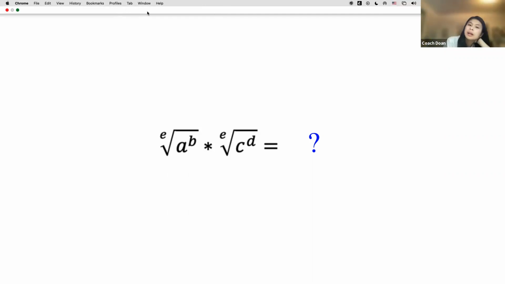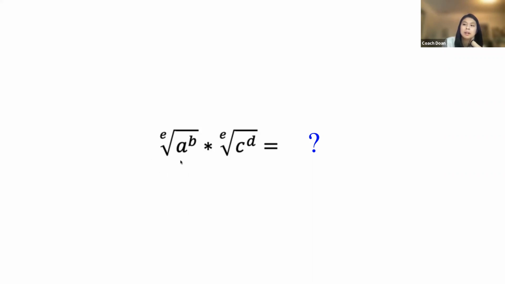You can also send Coach Woma your intermediate steps, like, how did you rewrite the eth root of a to the power of b? How do you rewrite that as an exponent? And then show him how you rewrite this part. Once you get those two correct, you'll be able to write the final answer.